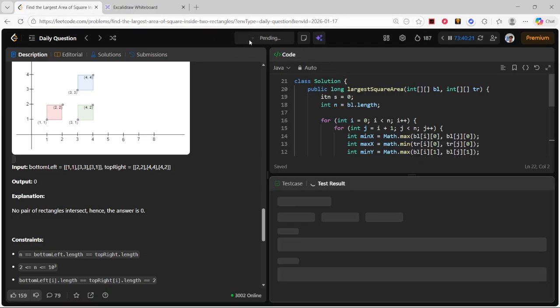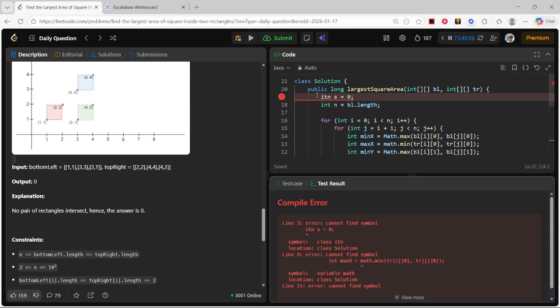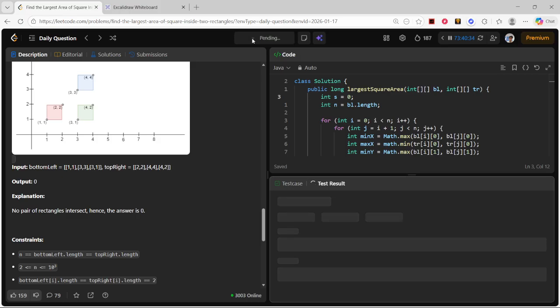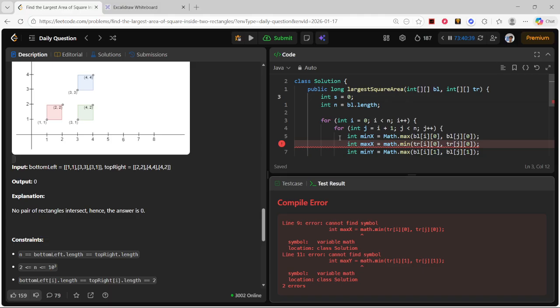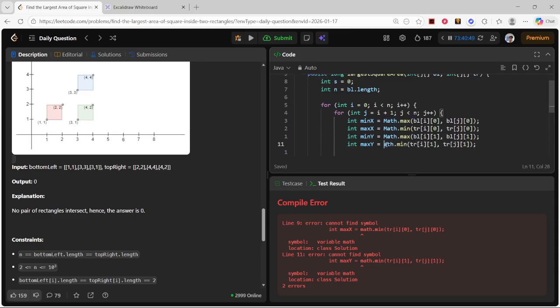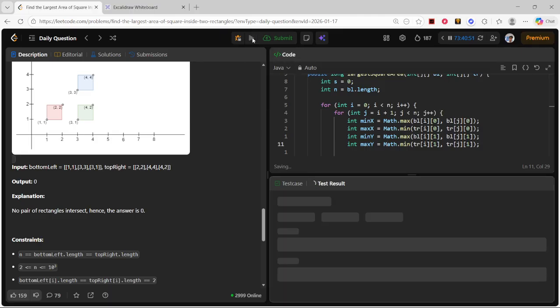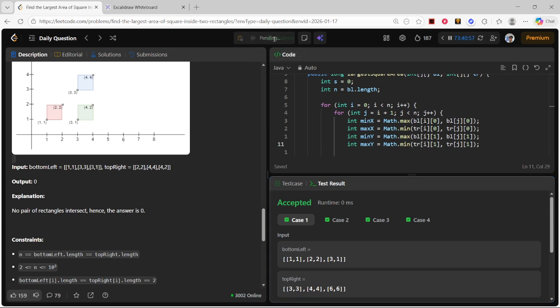Let's run the code. Right, now it is good. Now we will submit. Accepted.